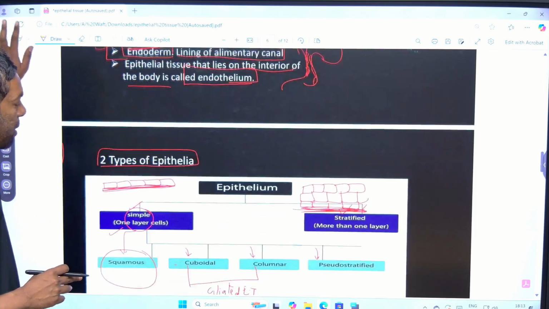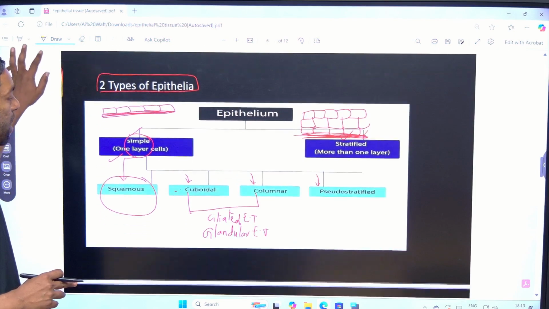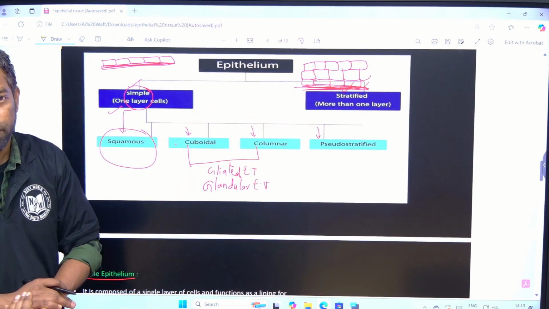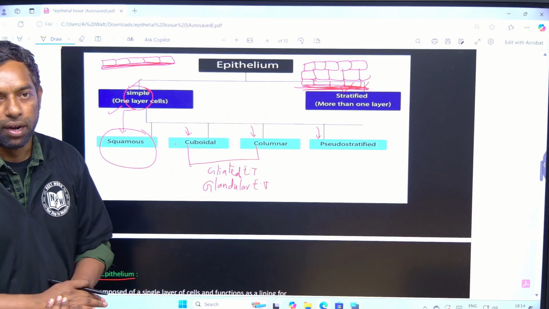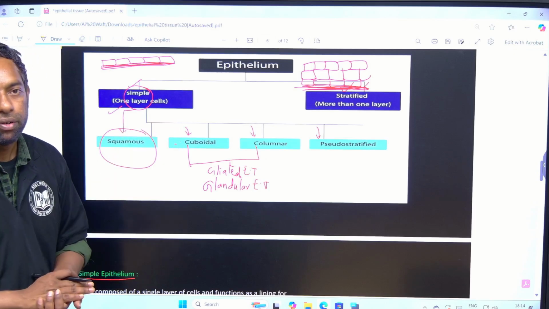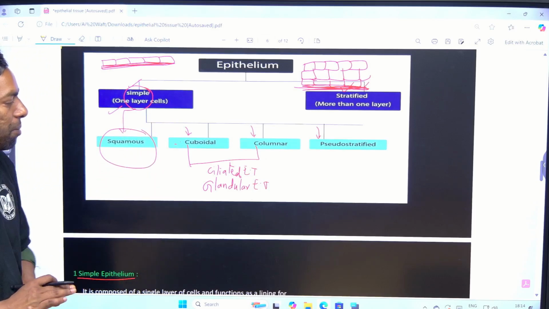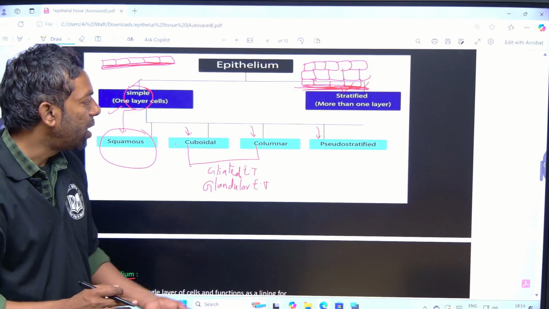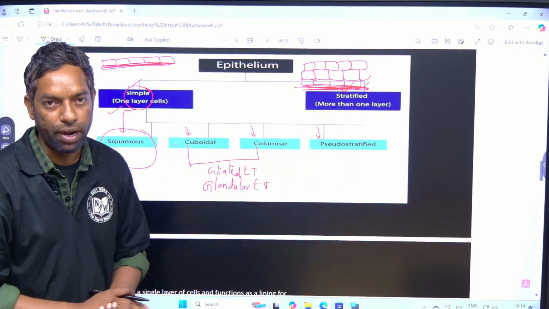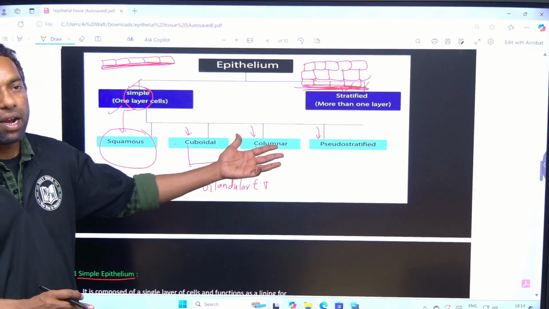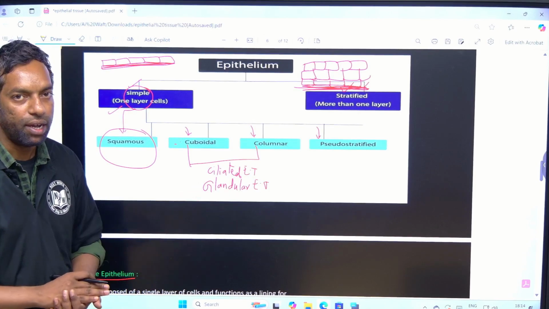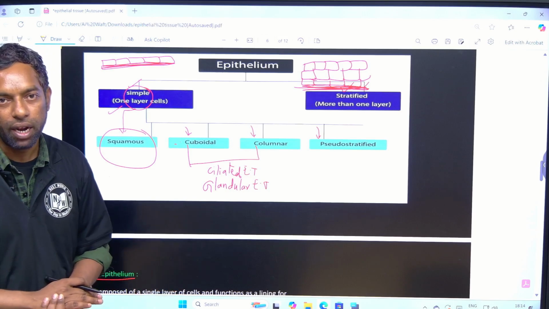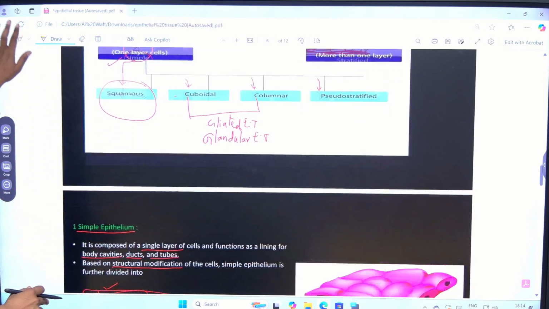Types of epithelial tissue: simple and stratified. Simple means single layer and stratified means multi-layer. Simple epithelium has types: squamous, cuboidal, columnar and pseudostratified. Cuboidal and columnar epithelial tissue can be modified into ciliated, and some are glandular epithelial tissue.